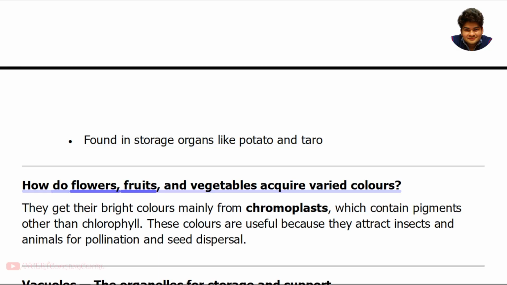How do flowers, fruits, and vegetables acquire varied colors? They get their bright colors mainly from chromoplasts, which contain pigments other than chlorophyll. These colors are useful because they attract insects and animals for pollination and seed dispersal.